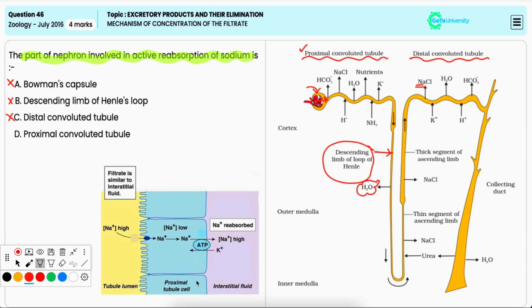The proximal convoluted tubule is the main site for active reabsorption of sodium because it absorbs approximately 65 to 70% of the filtered sodium along with water and other essential substances using active transport mechanisms. Hence, it is the correct option.